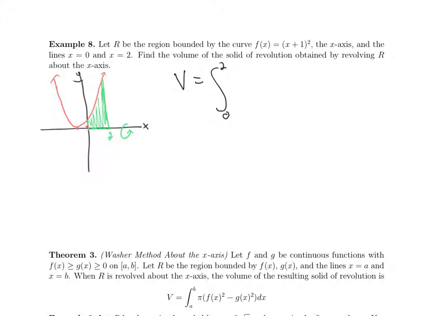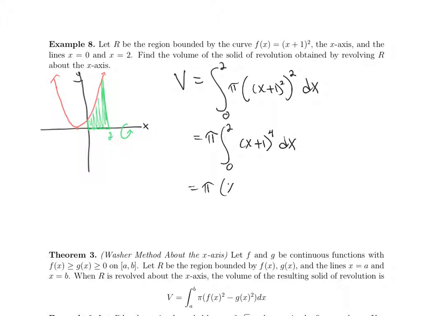Those are our bounds that we have here, from 0 to 2. And then it's going to be pi times our radius squared, or in this case, the height of our function squared, dx. And then we're going to simplify. I'm going to go ahead and take the pi on the outside of the integral. Makes it a little bit easier to integrate because pi is a constant multiple. We can do that. (x + 1)^2 squared becomes (x + 1) to the 4th.